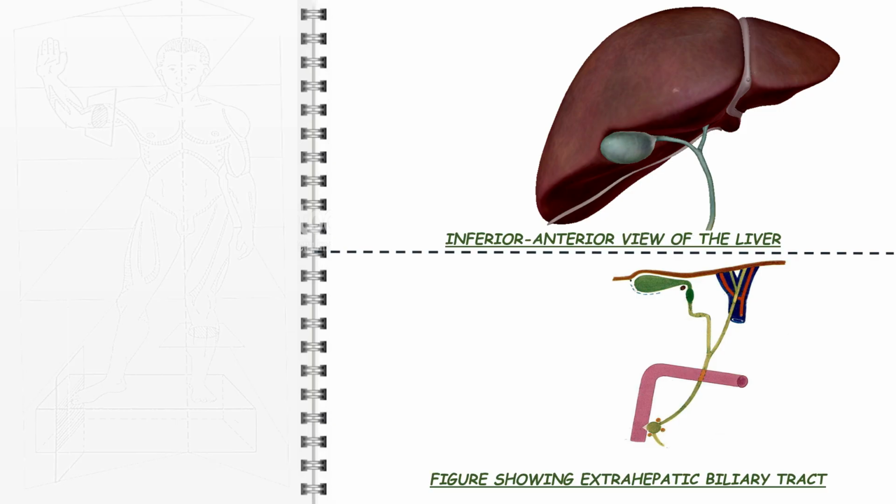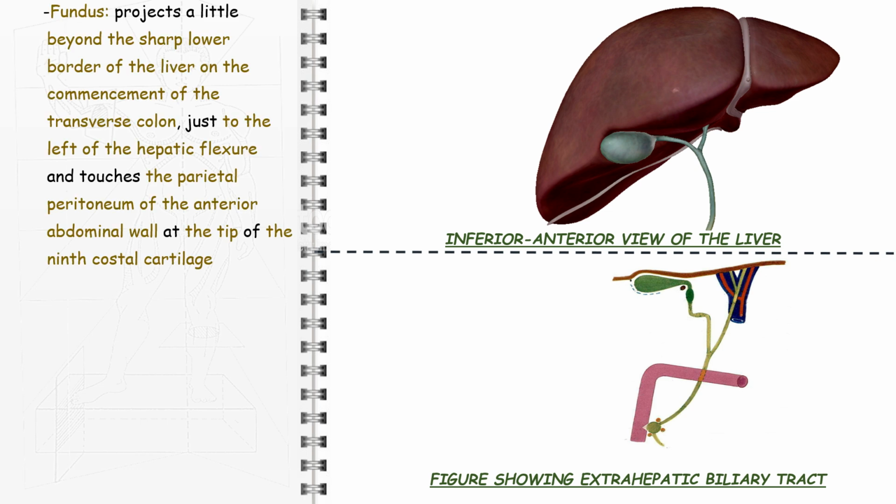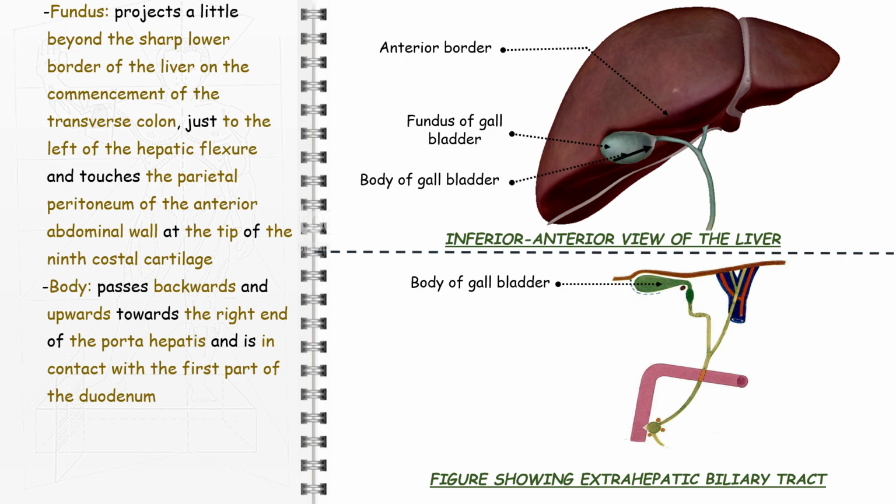The fundus of the gallbladder projects a little beyond the sharp lower border of the liver at the commencement of the transverse colon, just to the left of the hepatic flexure, and touches the parietal peritoneum of the anterior abdominal wall at the tip of the 9th costal cartilage. The body passes backwards and upwards towards the right end of the porta hepatis and is in contact with the first part of the duodenum.